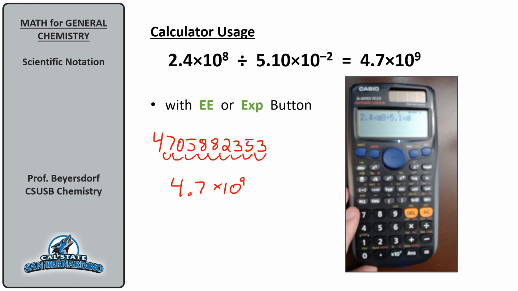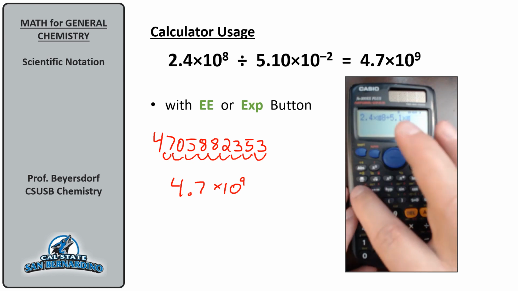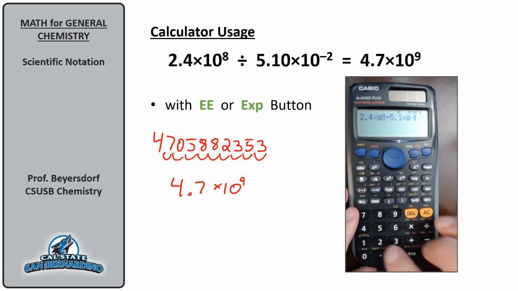This one's different than the last one. The last one I could put the 2 and then make it negative. This I have to make it negative before, and then I press enter. And I get that 4.7 times 10 to the 9th.